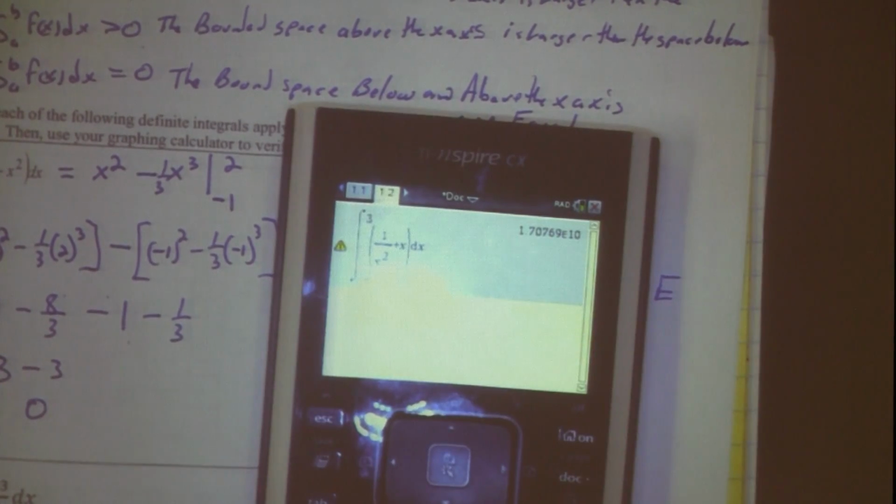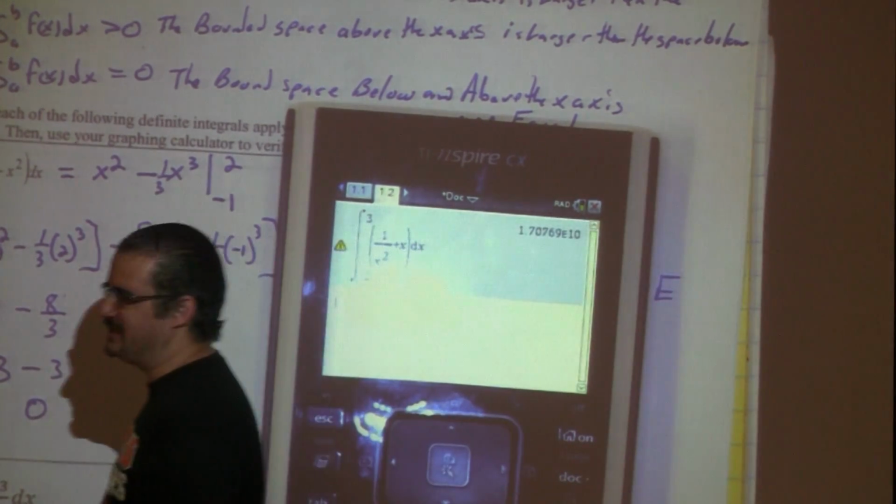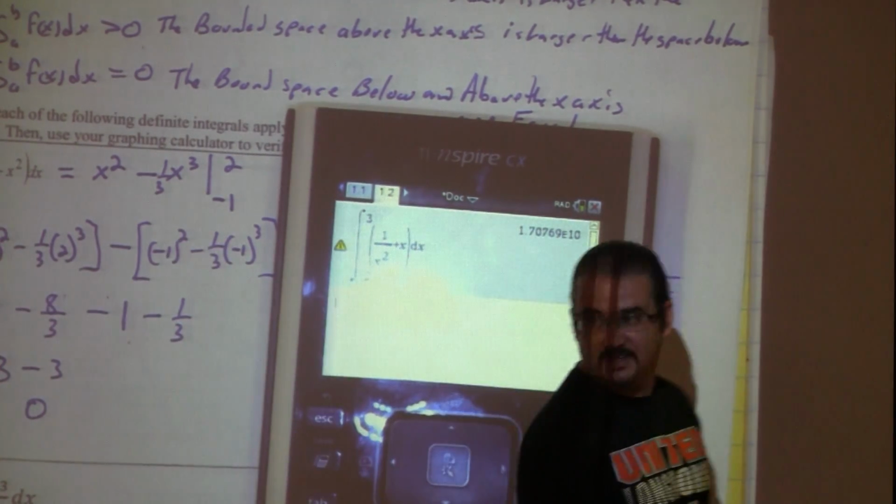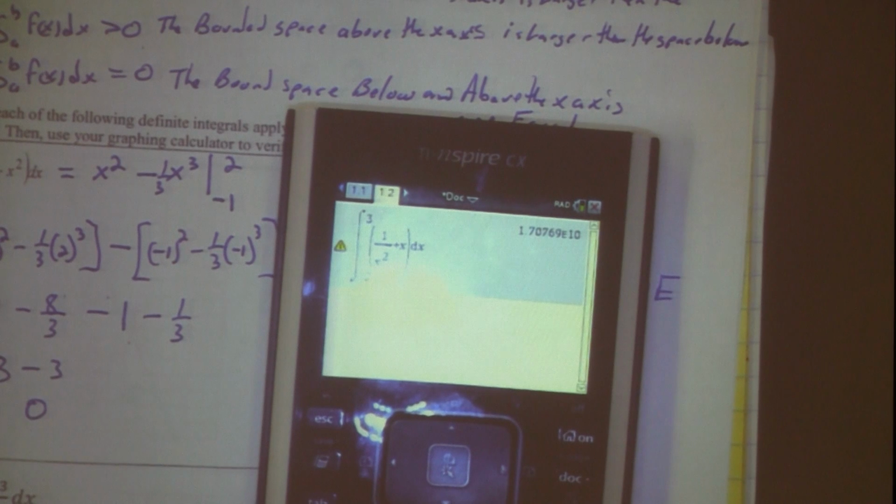What kind of a value do you get? Now we got a super big number, right? Because it says times e to the 10th. So would that be the answer? No, right? What happens at 0? What do we have? A vertical asymptote, right?